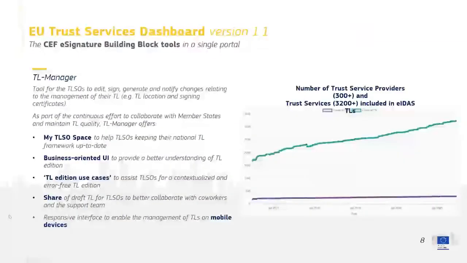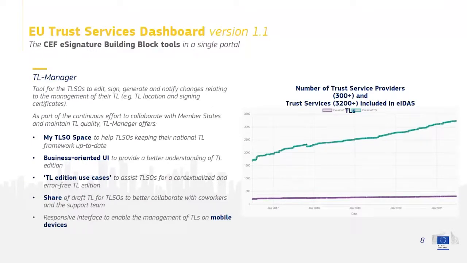But today we will cover the version 1.1 of the EU Trust Services dashboard, which includes the new version of the TM manager. So this tool, it's a tool for the TLSOs to edit, sign, generate, and notify changes relating to the management of their trusted list. So for example, where the trusted list is published, or with which signing certificates the trusted list is signed.